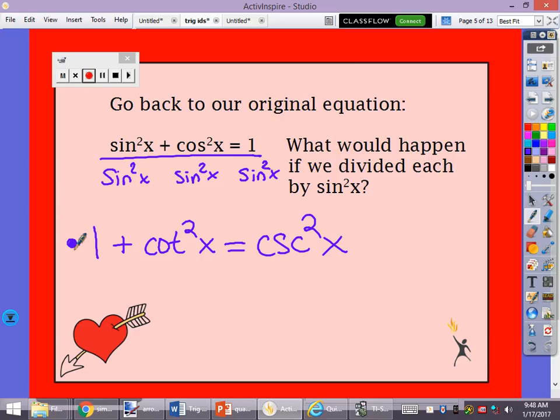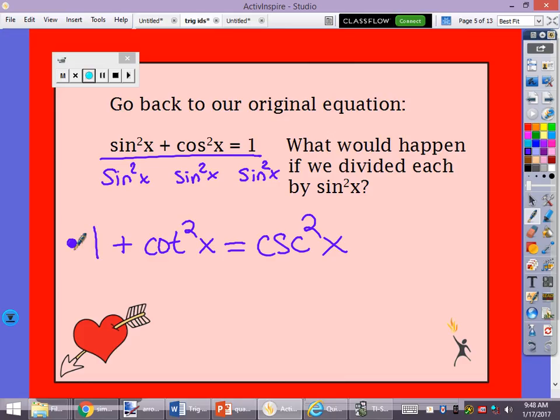Omar, how did I get which piece? Okay, what is sine over cosine? Sine over cosine is tangent. So if I flip them or do the reciprocal of tangent, it is cotangent.